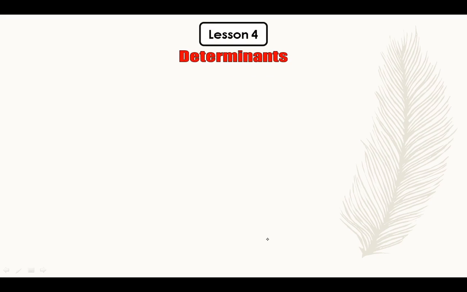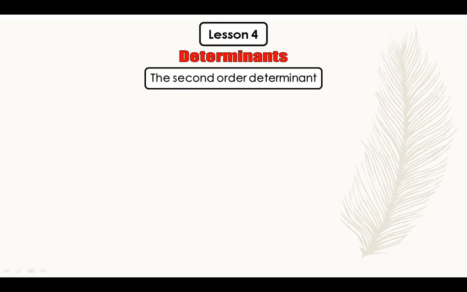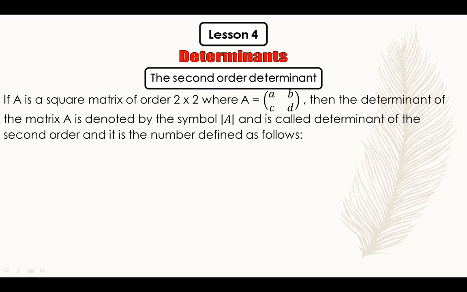In this lesson, we are going to explain first the second order determinant. So what is the second order determinant? If A is a square matrix of order 2 times 2, where A is the matrix of elements a, b, c, d, then the determinant of the matrix A is denoted by determinant A. Okay? This symbol is called the determinant of A and is called determinant of the second order, and it is the number defined as follows.